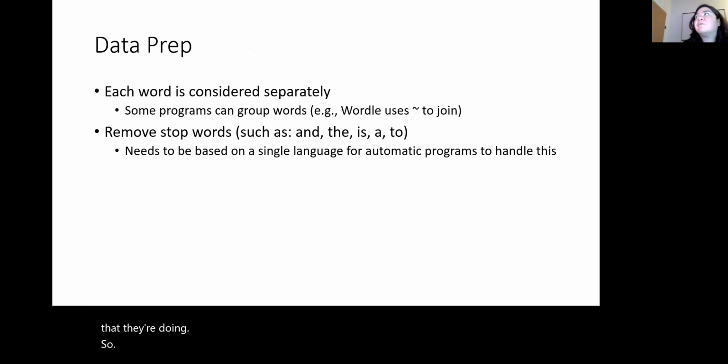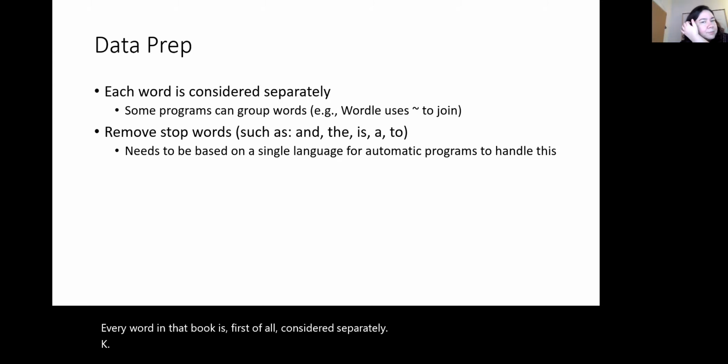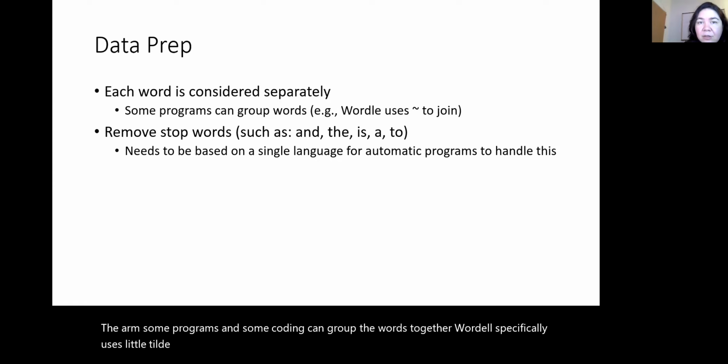Say that you have a book that you are doing a word cloud from. Every word in that book is, first of all, considered separately. Okay. Some programs and some coding can group the words together. Wordle specifically uses the little tilde to connect words together instead of a space. That way you can have phrases.